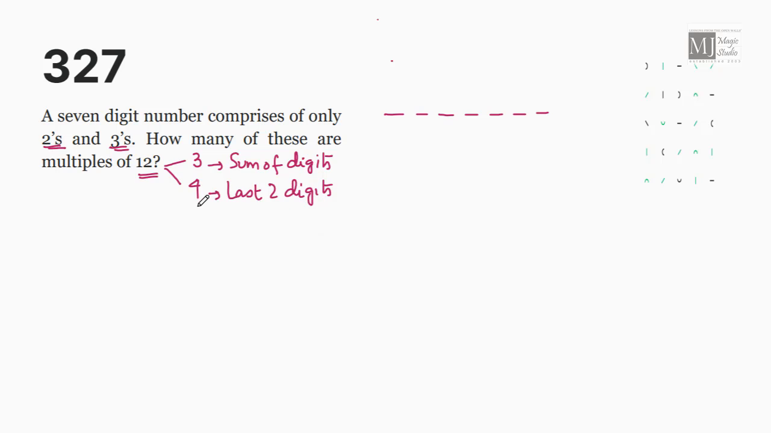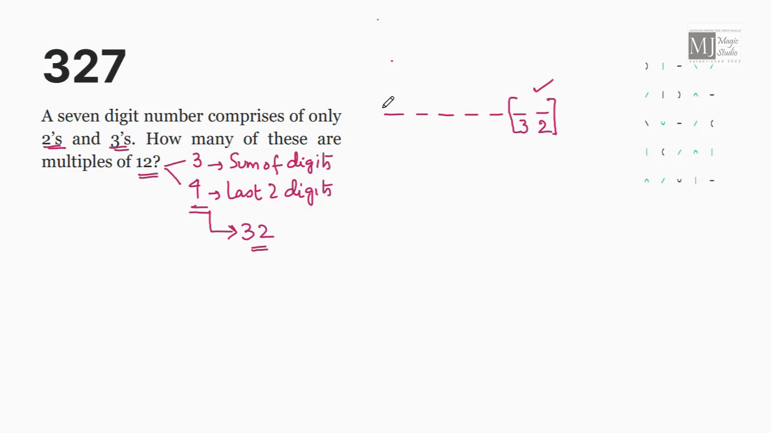Since the domain of divisibility for 4 is small, that is only the last 2 digits, we will first confirm what should come at the last 2 digits. We have only 2s and 3s. So the only multiple of 4 which we can have with 2s and 3s is 32 and nothing else. That means the last 2 digits of these 7-digit numbers should be occupied by 3 and 2.